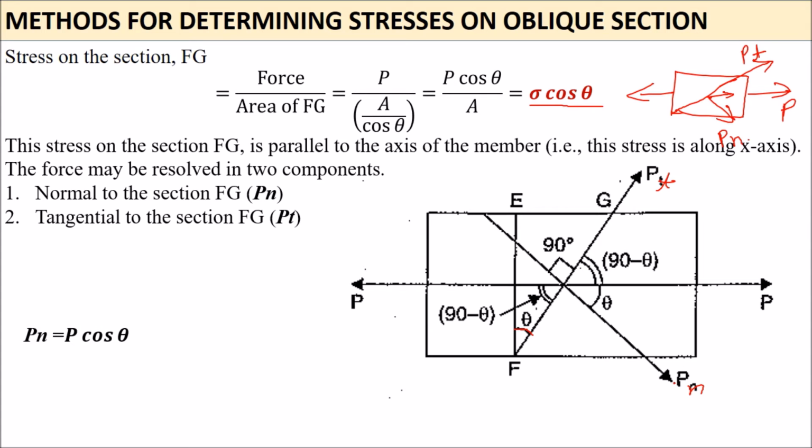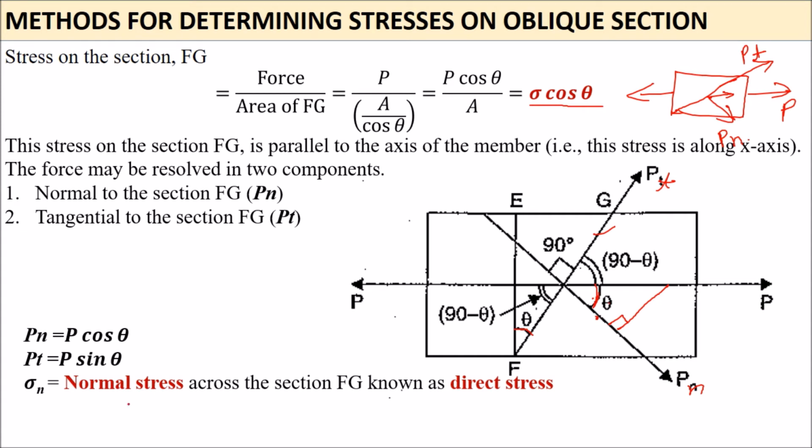So Pn equal to how much? P cos theta, because this is like a base. If I draw a line like this, okay, so cos theta equal to this one, Pn divided by P. So Pn equal to P cos theta, and Pt equal to P sin theta. Simple.